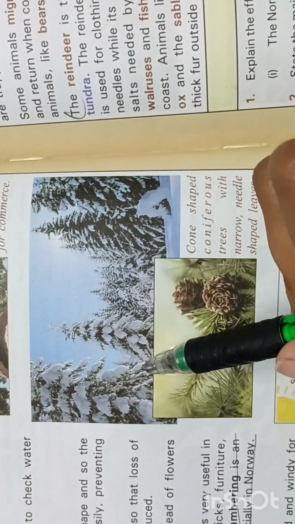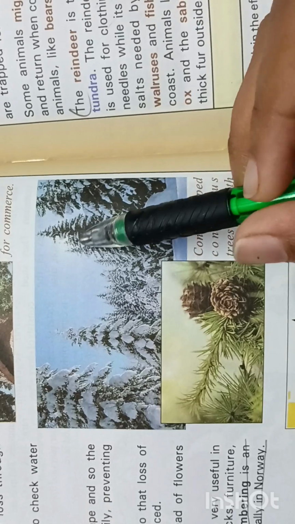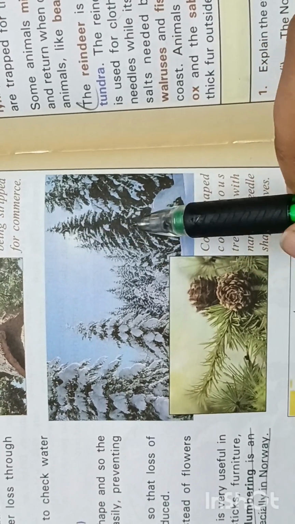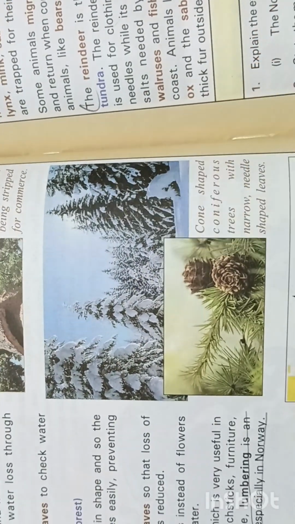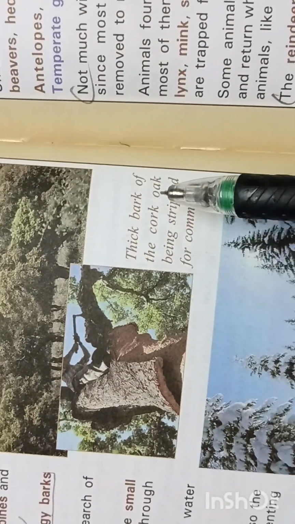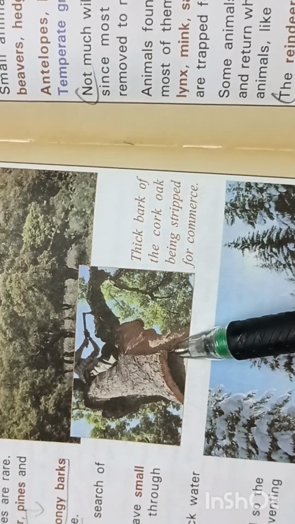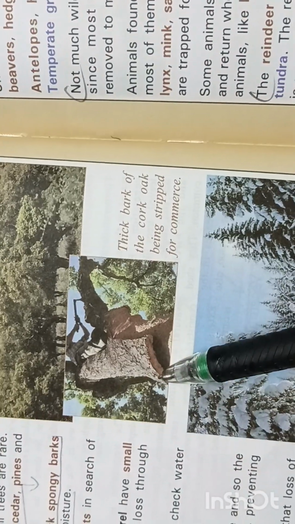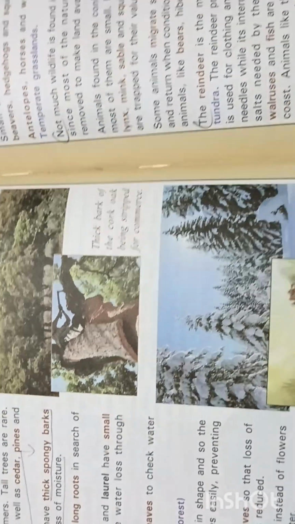Now see, these are the coniferous trees. See, snow is covered and slowly it will just slide off through the branches. It's needle-shaped and it's cone in shape. That's why. And see the thick bark of the oak. It's so thick to prevent the loss of water.